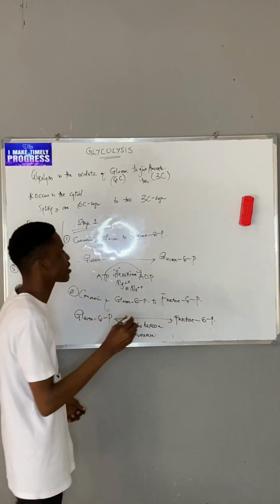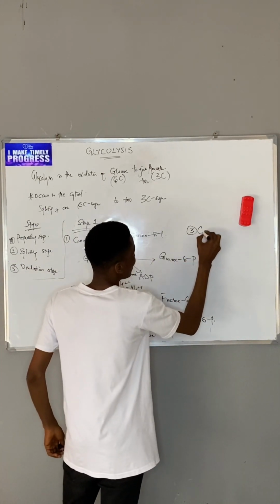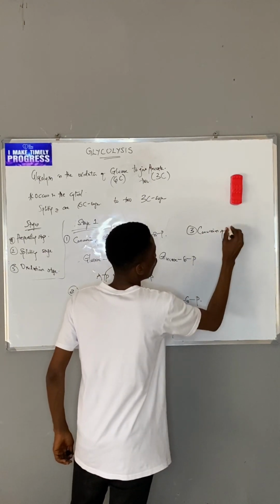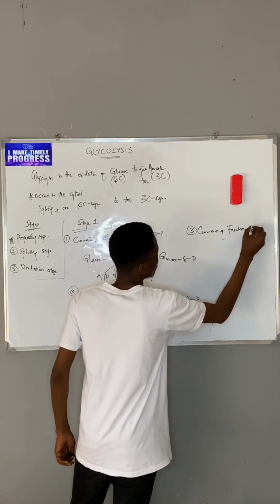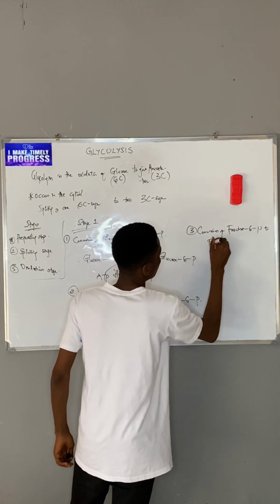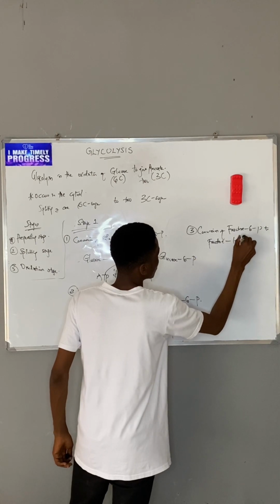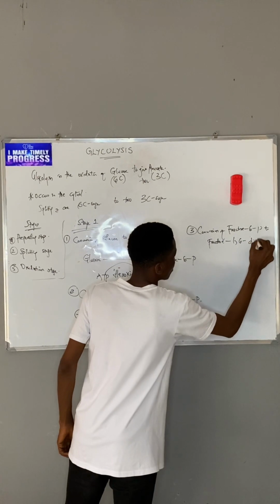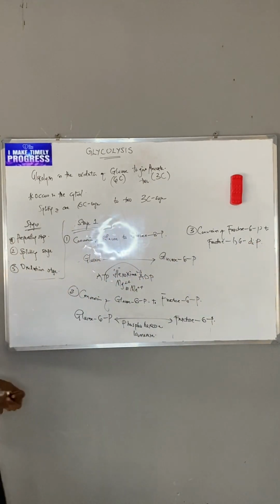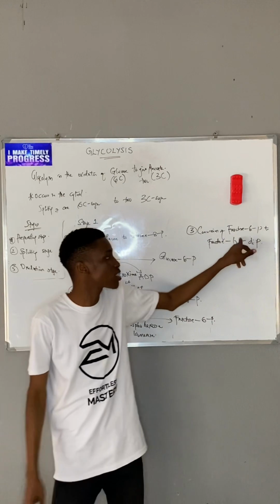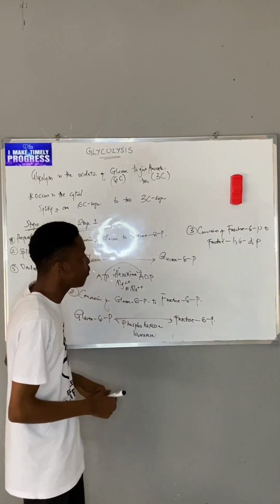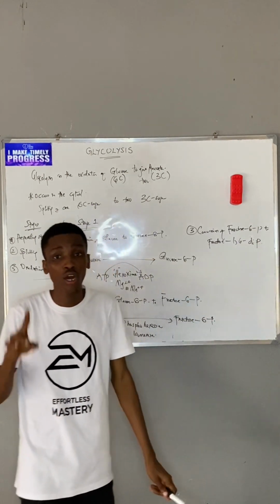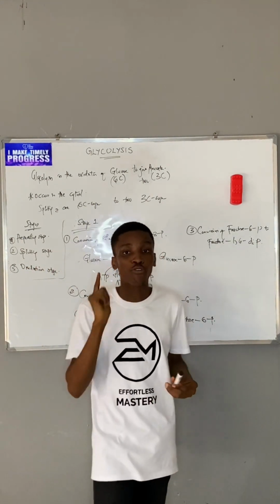Now I go to my third step, which is step 3, and that involves conversion of fructose 6 phosphate to fructose 1,6 bi or diphosphate. You observe that if you use di, it's still the same thing. Now, from fructose 6 to fructose 1,6, the only difference is that there's addition of another phosphate, a process called phosphorylation.